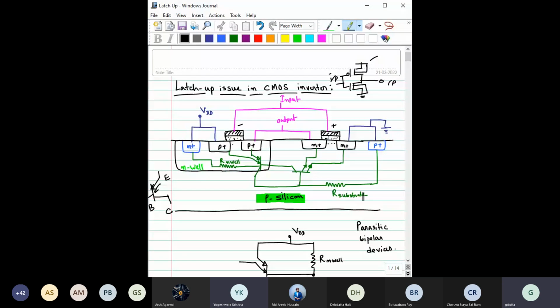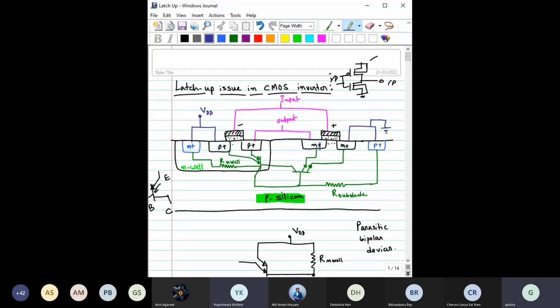Then you might argue, why are we not considering the resistances inside this? Yeah, if you want to make an accurate calculation, you should also consider the resistances of this P plus region. But as these regions are heavily doped, for the time being we could neglect that resistance. Okay. So then this formation of PNP, this resistance is clear to you.